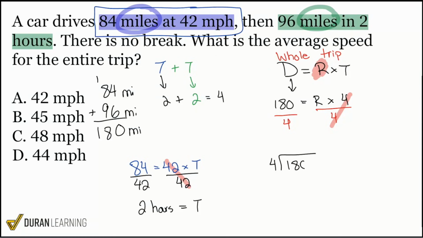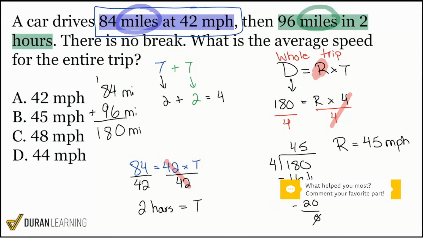4 going into 180. 4 goes into 18 4 times. Minus 16. Drop that 0. And now we have 4 going into 20. 4 goes into 20 5 times. And that's a clean division, no remainder. That is 45. So our ending rate is going to be 45 miles per hour, everybody. And there we go. That's why the correct answer here is answer choice B, 45 miles per hour.